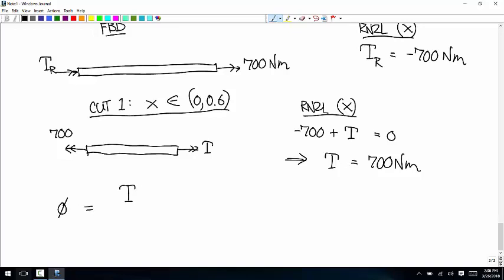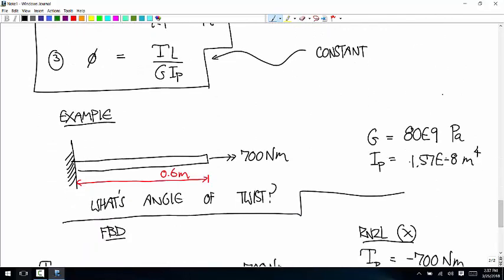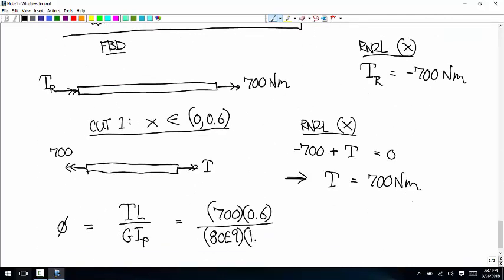Since this internal torque is uniform over the whole thing, our angle of twist is just going to use this formula, T times length over G I sub P. And so that's 700 times 0.6 divided by 80 times 10 to the 9. And then I sub P, 1.57 times 10 to the minus 8. And you get a total value of 0.334 radians.